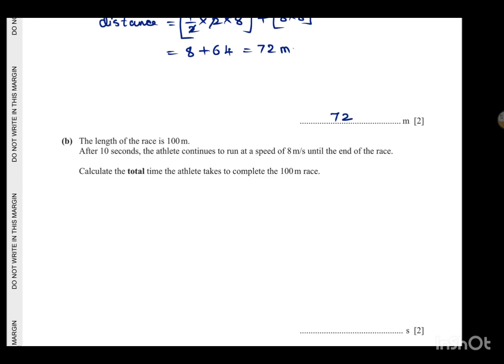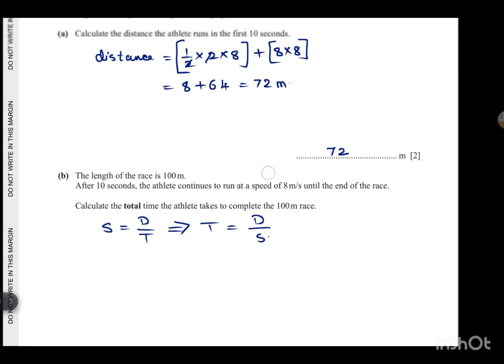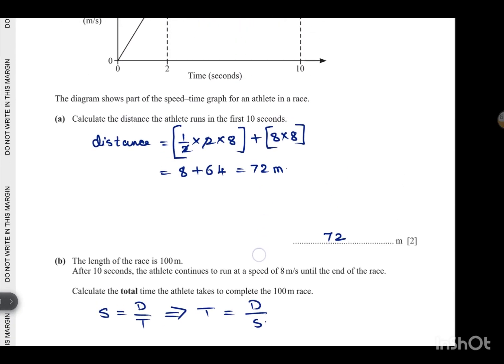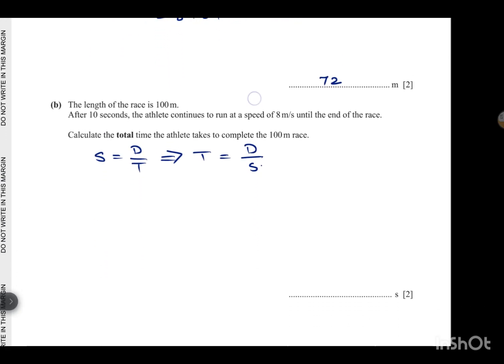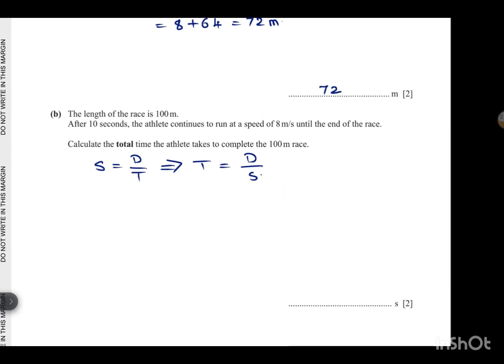Okay, time is equal to, so first of all let me write the speed time distance formula. Then using this, if I find out time, it will be distance by speed. So now the first 10 seconds, the distance was 72 meters. So that is 10 seconds, we know the time. We know the time for the first 72 meters, that is 10 seconds. But for the next part, what is the distance remaining?